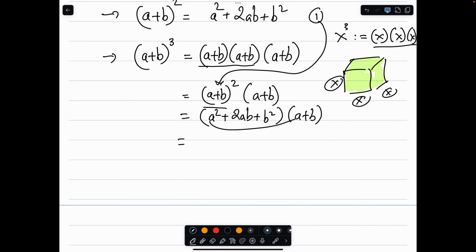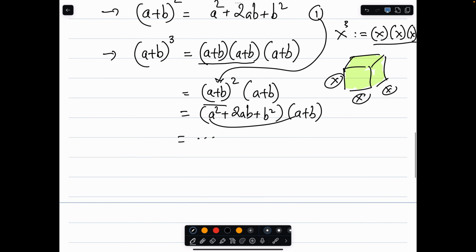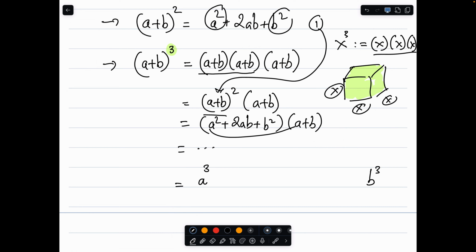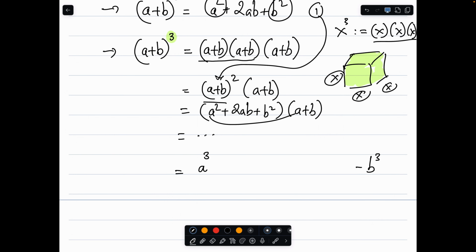Okay, but I stop it here, and I want you to develop the habit of guessing the result. So here is power 3. On the right hand side, in the expansion, I should have a power 3, b power 3. Here I have a power 2, b power 2, so it has to be.